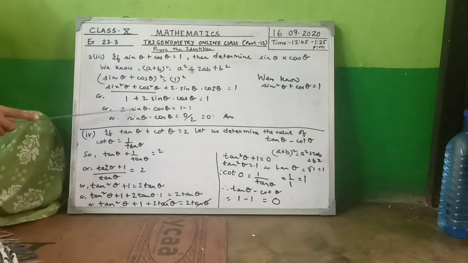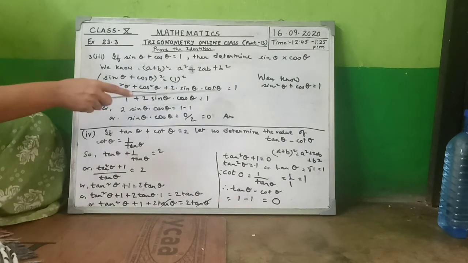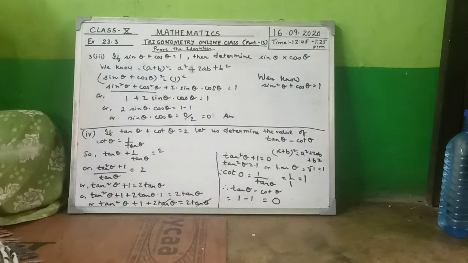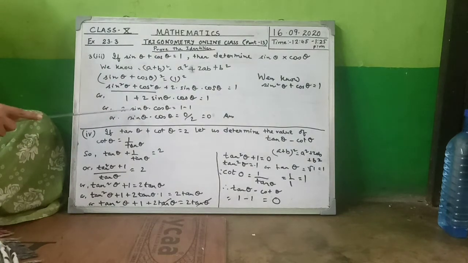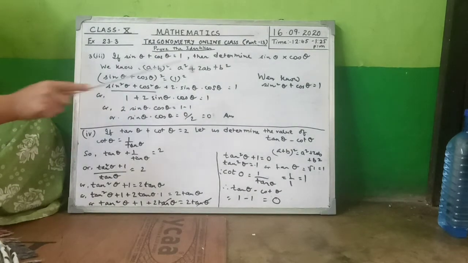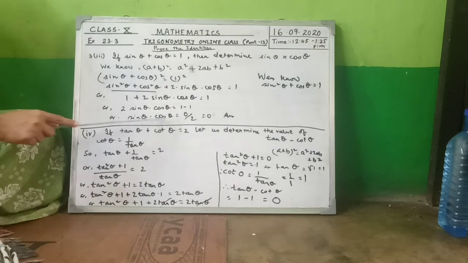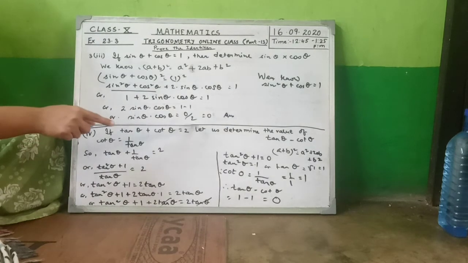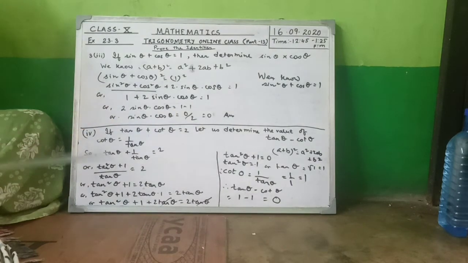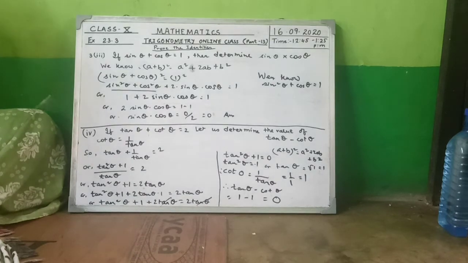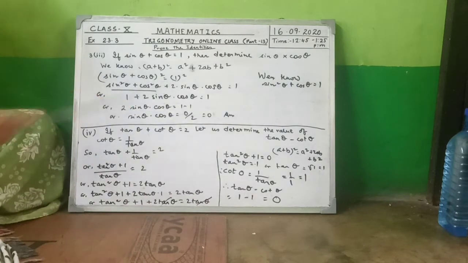Now from here we shift the 1 to that side. 1 minus 1 will give you 0. So what we'll get? 2 sin theta into cos theta is equal to 1 minus 1, or sin theta into cos theta. This 2 will come downstairs. So 0 by 2. 0 divided by anything will give you 0 only.